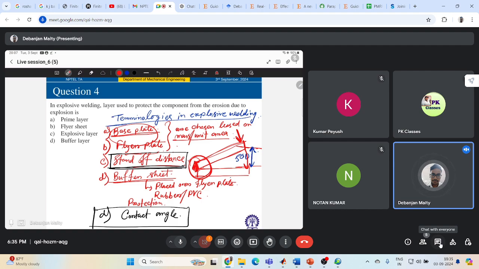If it is fixed with some fixture, these must be free so that it will gain some kinetic energy. I'm not sure, but as of now I can say there must be some fixturing to fix this over there. I'm not sure what it is called. Okay. Okay, sir.